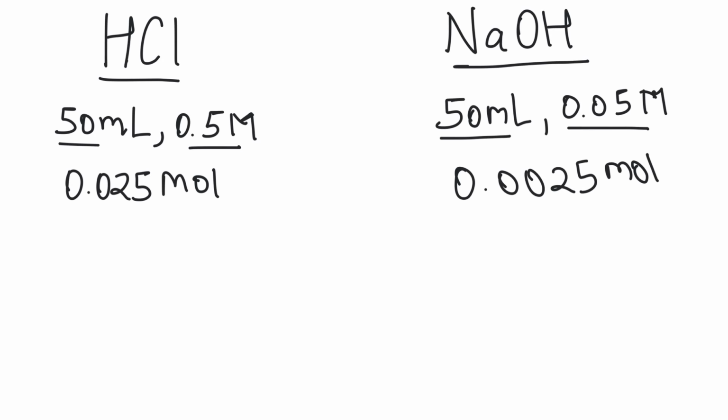Please remember that you cannot multiply molarity by milliliters, you have to multiply molarity by liters. I skipped that step because I'm sure you guys know how to do it correctly. Now, what do we do with this information? You will notice that compared to sodium hydroxide, I have a lot more hydrochloric acid. Okay? What does that mean?